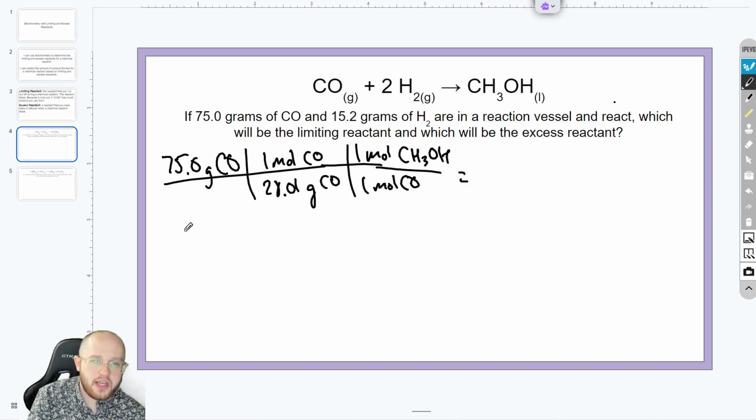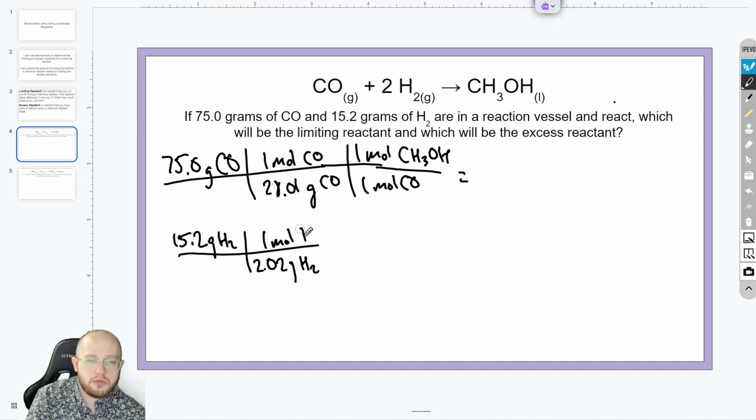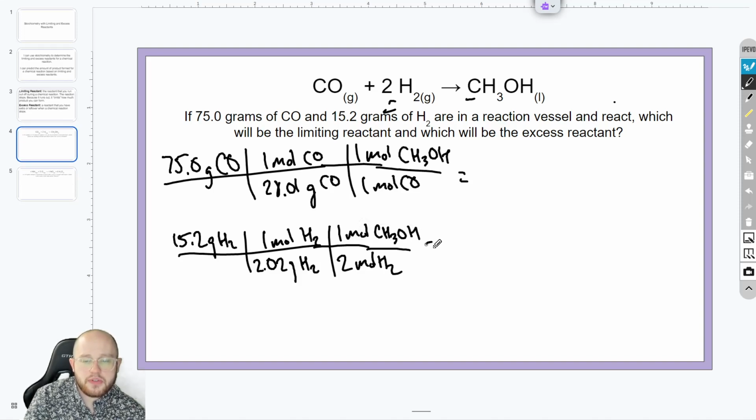I'm also going to say, let's say I have 15.2 grams of H2 and all of them react. I'm going to convert also to moles of CH3OH. So its molar mass is 2.02 grams for every 1 mole of H2. Based on the mole ratio, 2 moles of H2 is going to give me 1 mole of CH3OH. That also represents the amount of it.